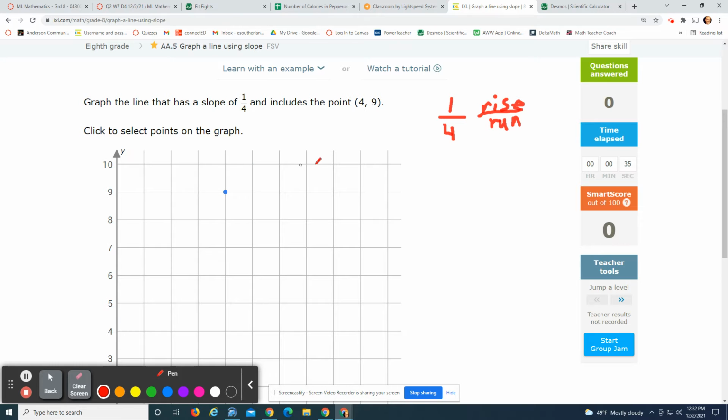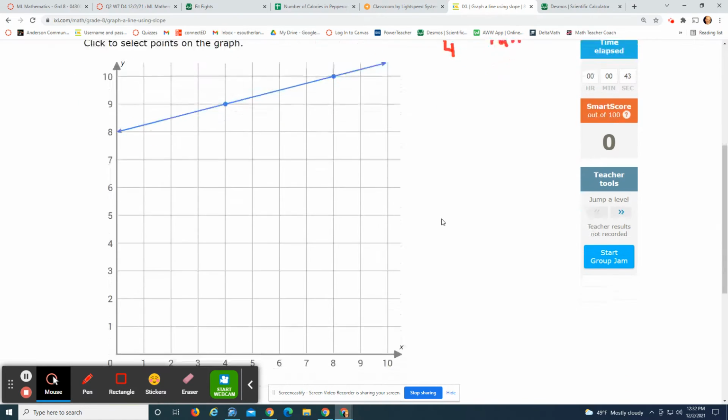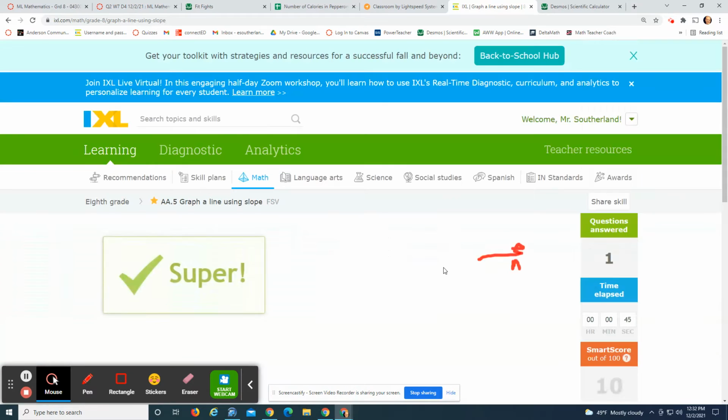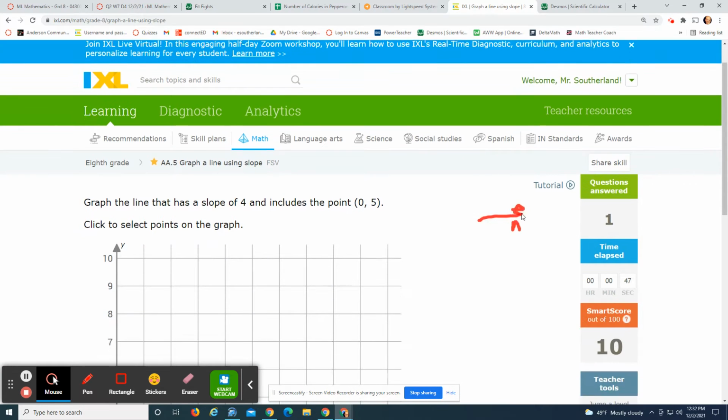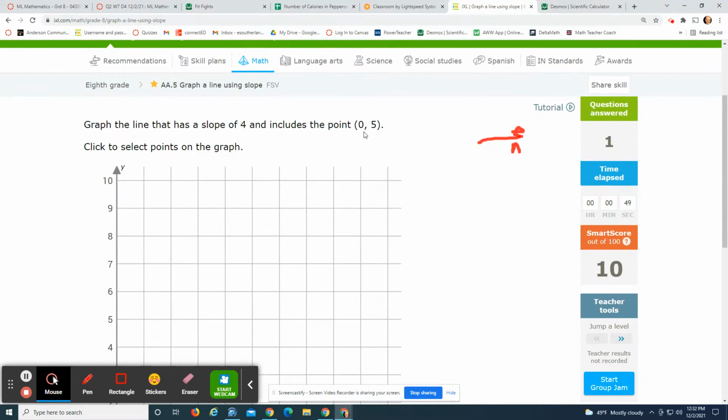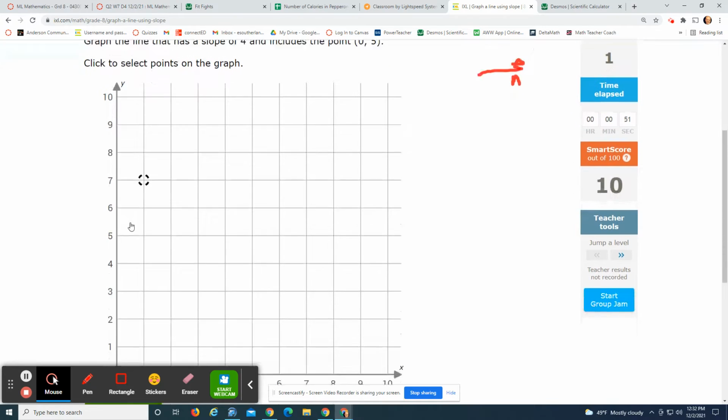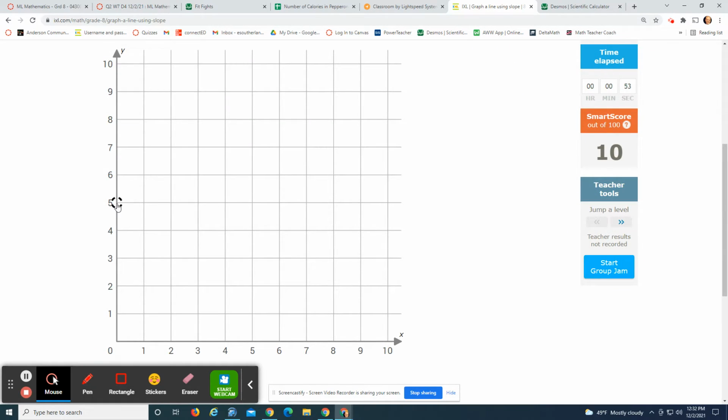Go up 1 and over 4. So if we're here, we go up 1 and over 4. And then you're going to click submit. The same thing is true. It's always rise over run. So this one says graph the point 0, 5. So we're going to graph the point 0, 5.